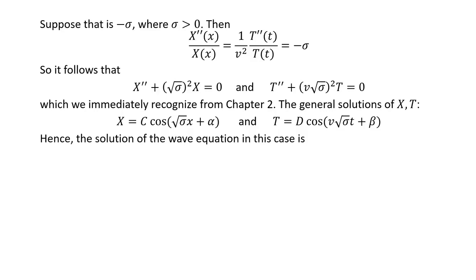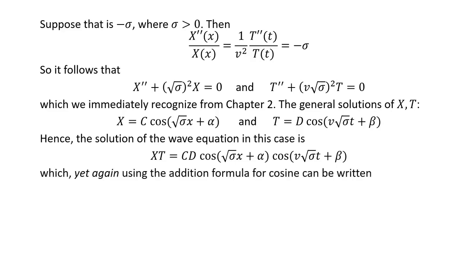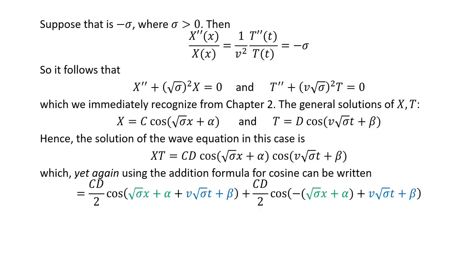Hence the solution, in this case, remember we started off by supposing that there is a solution of the form X times T. And then we got to this point, which means that the solution in this case is then X(x)T(t) for that X and T, so that expression. And then yet again, using the addition formula for cosine that we've employed so many times by now, and this I will leave to you to go and work out the details. You can write it in this form.